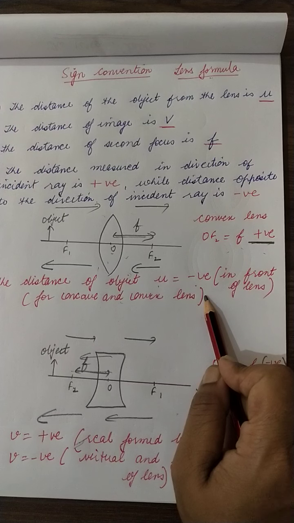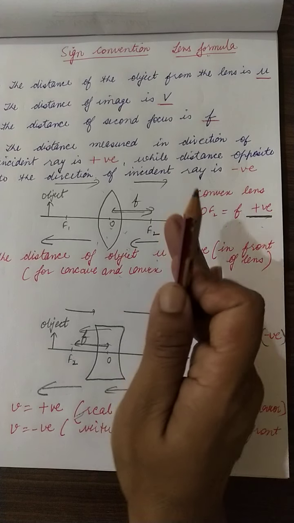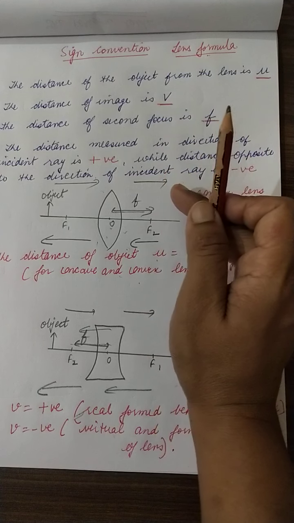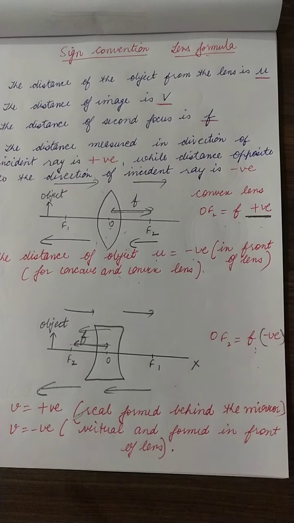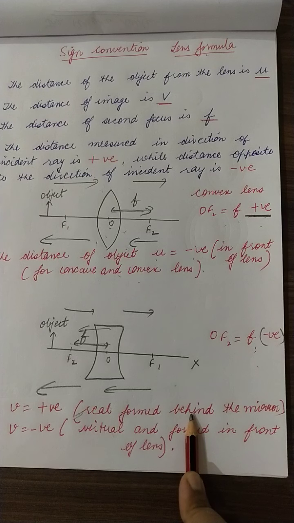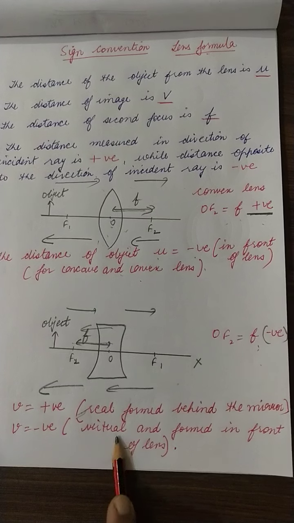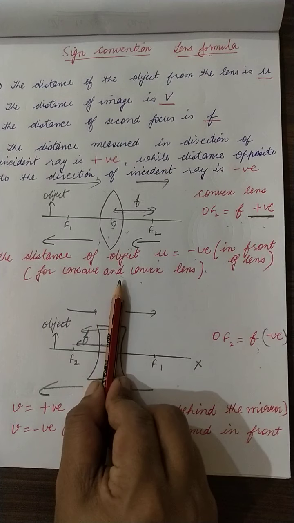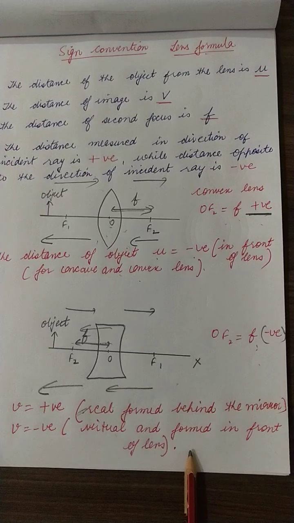Now we'll start with v, the distance of the image. If the image is real and it is formed behind the lens, for example, in case of a convex lens, images are real. If the image is real and it is forming behind the lens, it is taken as positive, right? If the image is virtual, a concave lens forms a virtual image. Virtual images are not formed by actual meeting, converging of the rays. As you have gone through the ray diagrams, virtual images are formed in front of the lens, so the value we take as negative, right?